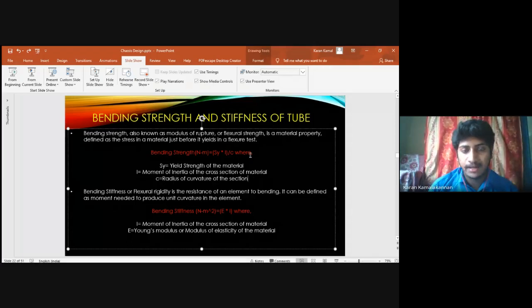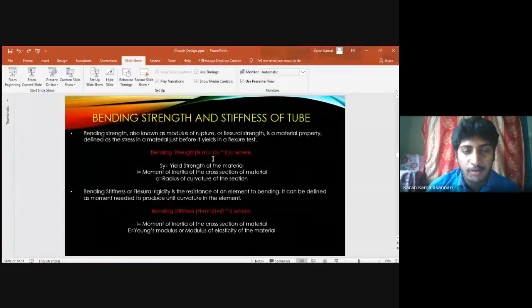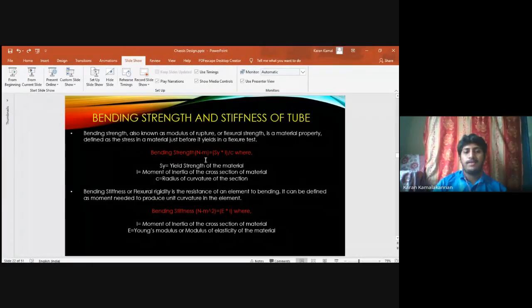So with this we will be getting the bending strength and the bending stiffness. Okay, bending stiffness or flexural rigidity. It is the resistance of the element to bending. So that too we need to get the formula. Newton per meter square. It is the product of moment of inertia and the Young's modulus of the material. So why I'm mentioning this is, with the next slide you will be seeing this.